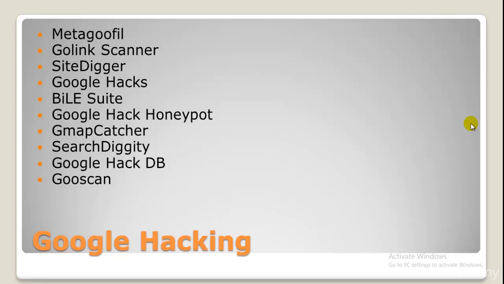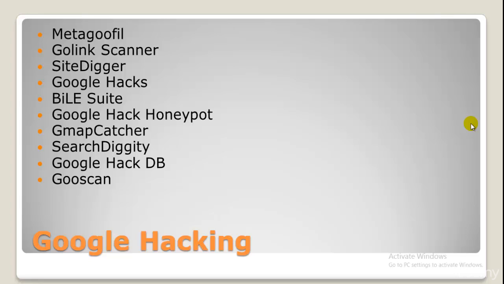Google Hacks, as I told you, is a compilation of carefully crafted Google searches that expose novel functionalities from Google search and map services. We have BiLE Suite, which stands for bidirectional link extractor, and it applies a simple statistical weighing algorithm to deduce the websites that have the strongest relationship with the target site. Then we have Google Hack Honeypot, which is the reaction to a new type of malicious web traffic, a search engine for hackers, and you can check it at ghh.sourceforge.net.